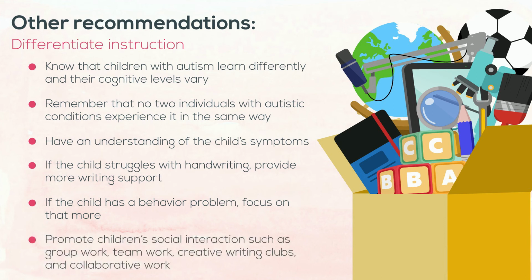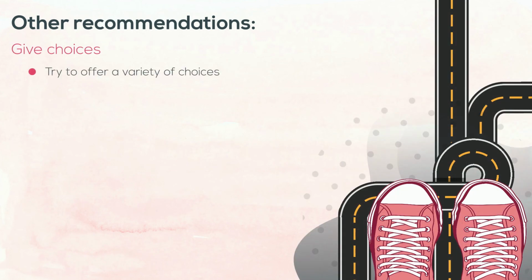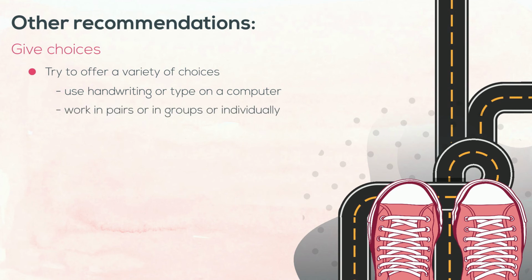Teachers can also promote children's social interaction in different ways, such as group work, teamwork, creative writing clubs, and getting children to complete tasks by working collaboratively. Give choices. As a teacher, try to offer a variety of choices for a child with autism to choose from. Options could be use handwriting or type on a computer, work in pairs or in groups or individually, use pictures or words or drawings, etc.